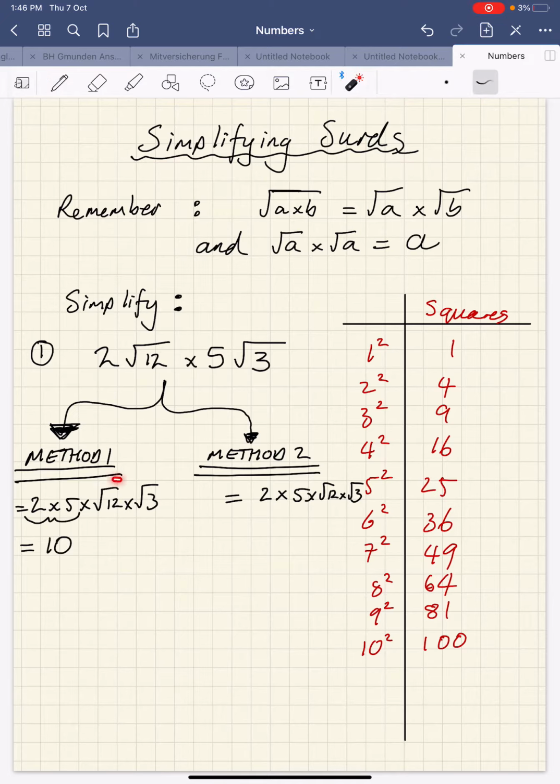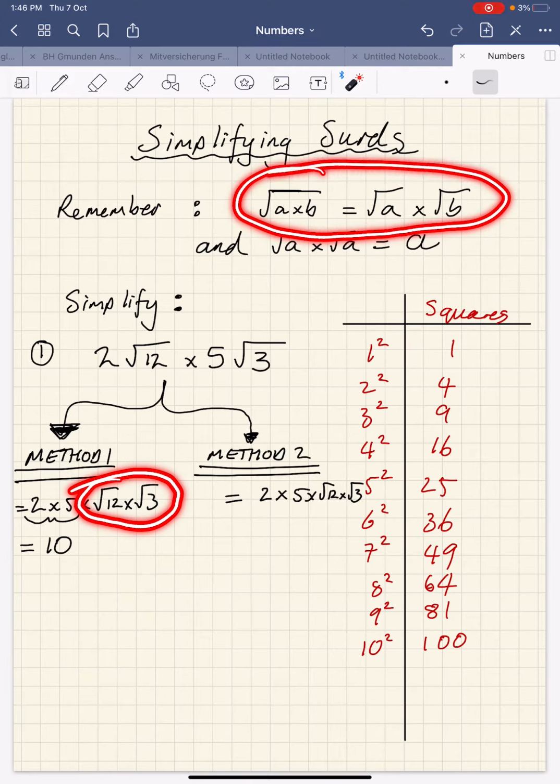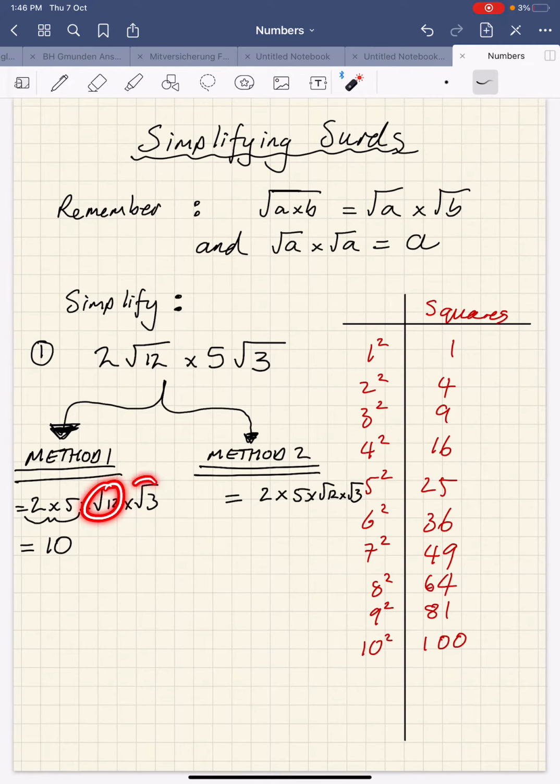And then here, we are going to use this rule. And you can see we have two separate roots. And two separate roots we can combine into one root. So we're going to put it together straight away. So this is the square root of 12 times 3. So this is 10 times by the square root of 36.